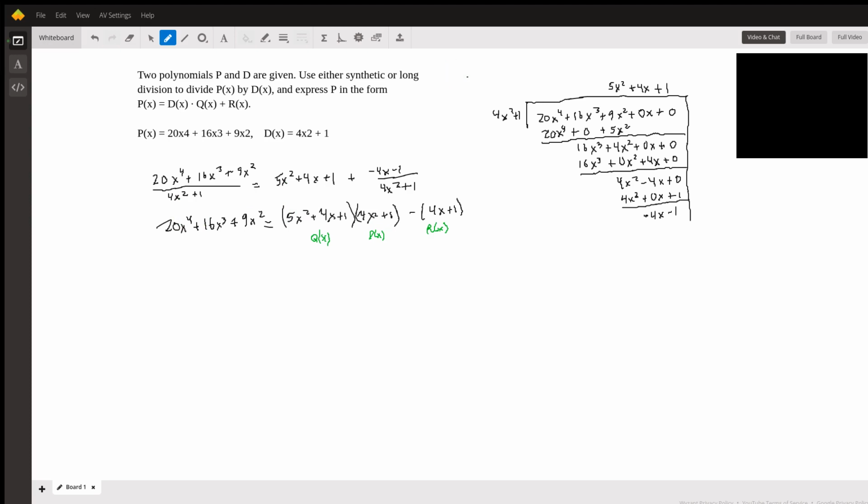Okay, so that's it for this problem. It's fairly straightforward, but tedious. Not that difficult. You just have to be very rigid about the way you get things lined up, and make sure to leave placeholders for the powers that are missing.